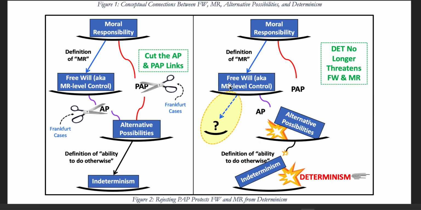But if we're able to cut these ties and say that responsibility and free will don't require the ability to do otherwise, then determinism doesn't pose such a big problem anymore. Okay, maybe we have a little bit of another problem. We have to try to say how you get control in a way that's enough for responsibility without the ability to do otherwise, and we'll get into that. But at the very least, hopefully we can see how severing these ties, showing that PAP is false and showing that AP is false, kind of protects us from determinism.